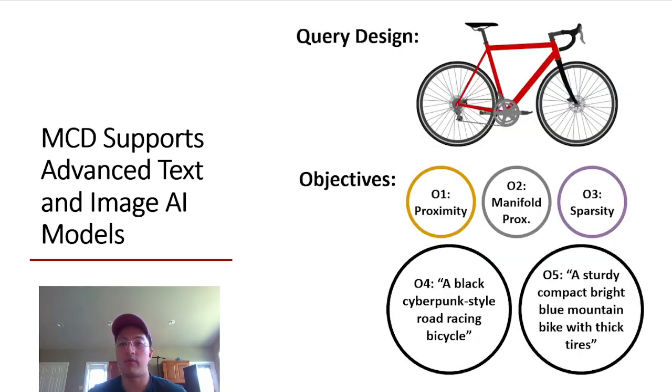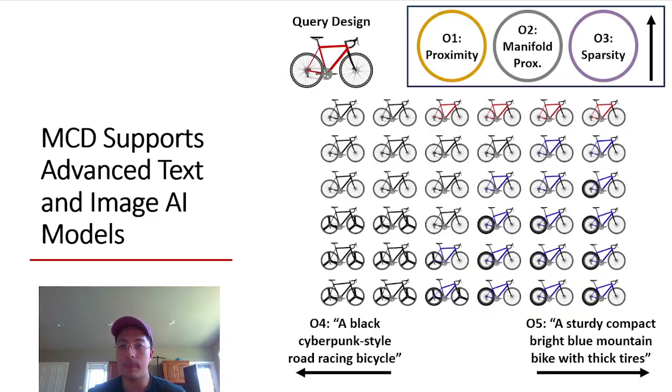To showcase this, we ran an example on a bike design problem using text prompts. The original design is the red road bike above. And we have 5 objectives: proximity, manifold proximity, and sparsity, as well as 2 text prompts: a black cyberpunk-style road racing bicycle and a sturdy, compact, bright blue mountain bike with thick tires.